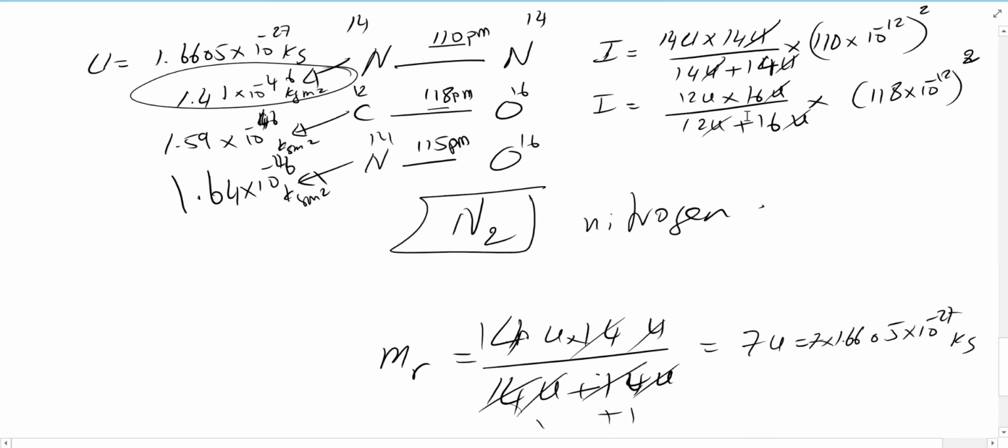I know it's a long problem and it's one of the typical problems we do with the molecular transitions, and there will be more problems. So I'm going to pause right now. I'm going to take another problem and we're going to do it one step at a time.